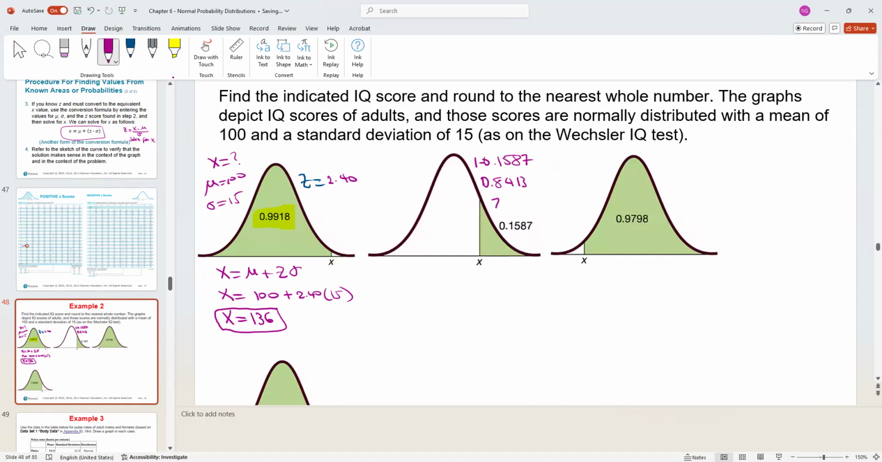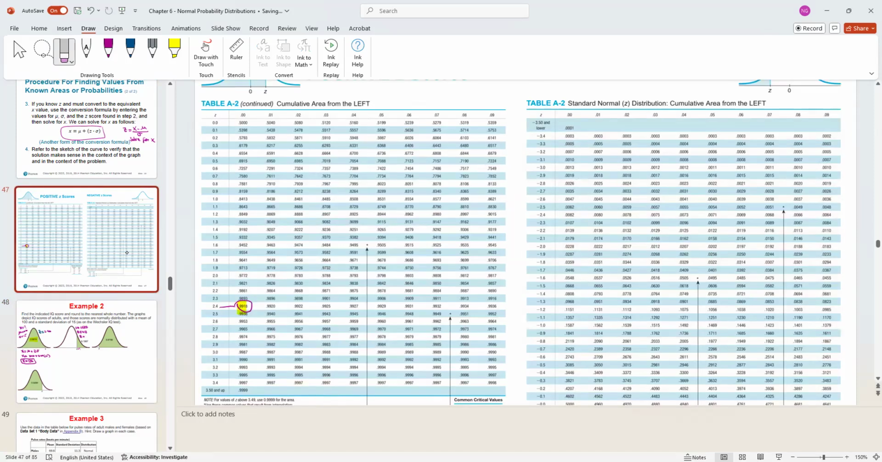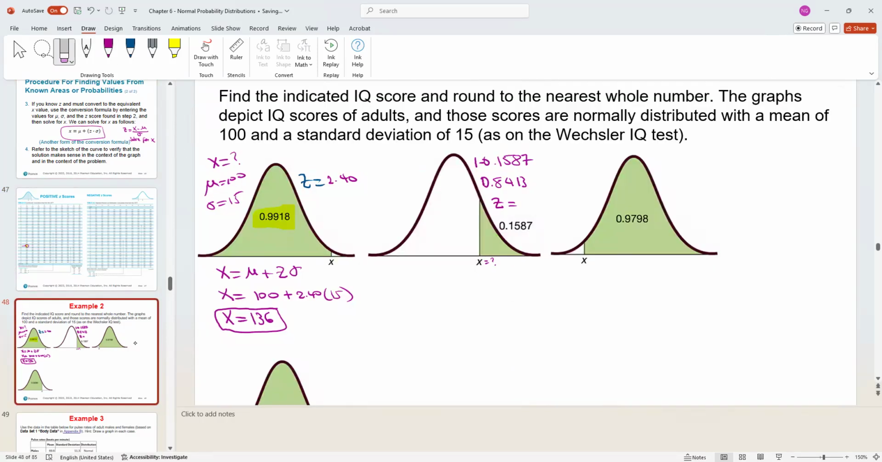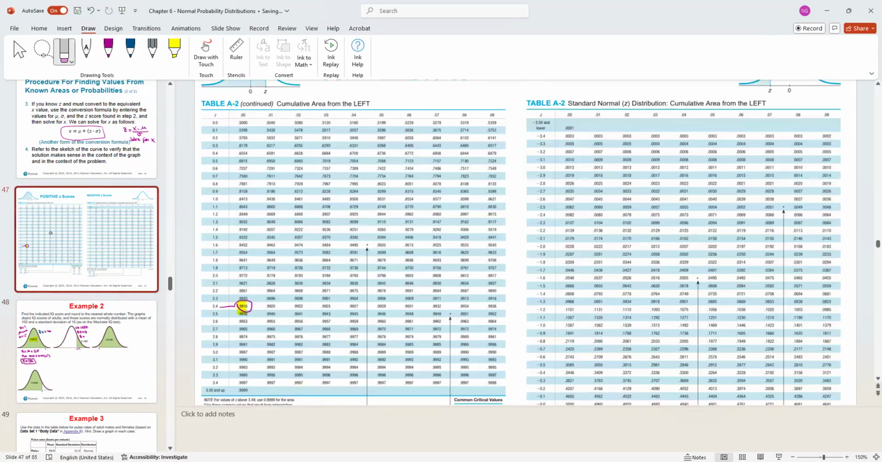Now, what Z corresponds to this probability? That's what you need to find, because they ask us to find the X value. So you go again in the tables. We look for 0.8413, which means we are on the right side of the table.